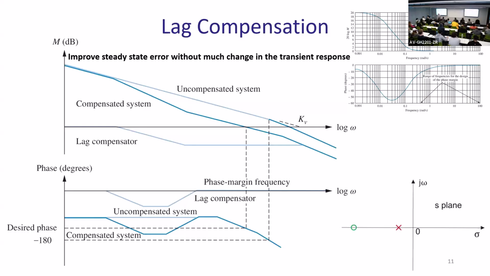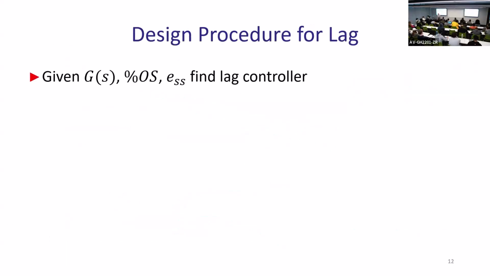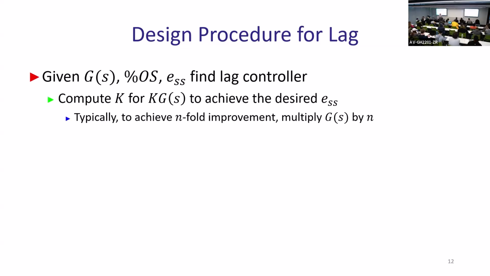So here is a procedure. This is just the Bode diagram of that controller. Here is a procedure. Let's say you have transfer function G in open loop. You want to achieve some overshoot. You want to optimize steady state error. And you want to find that lag controller which is minimizing steady state error and also giving you overshoot and all the other nice properties of the system.